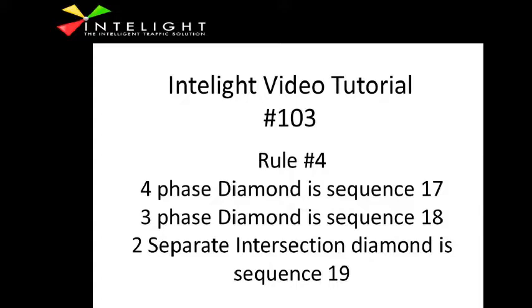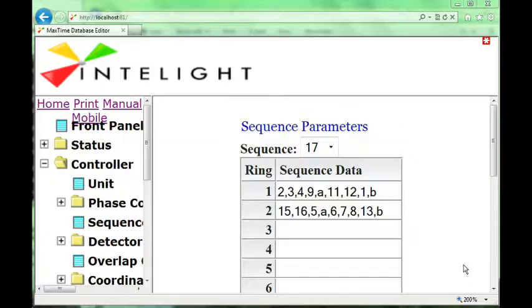Texas Diamond sequence has some unique detector switching and detector calling set up. So we use sequence 17, 18, and 19 for these specialized sequences. Other diamonds that are K clearance diamonds, other diamonds can be programmed using other sequences. But if you want the true TTI Texas Diamond, Texas Diamonds have some unique sequencing.